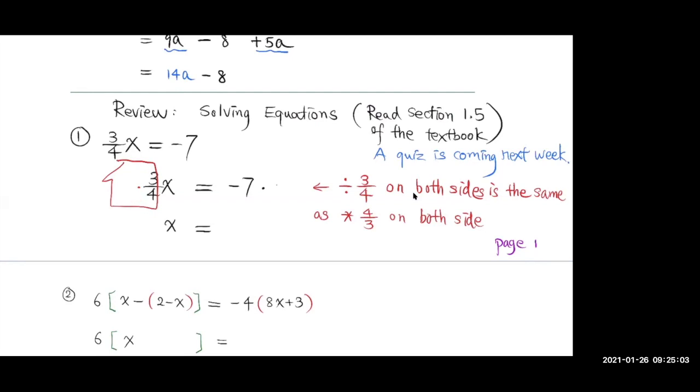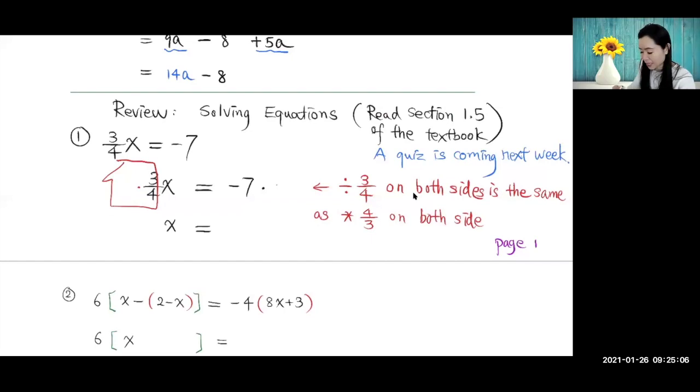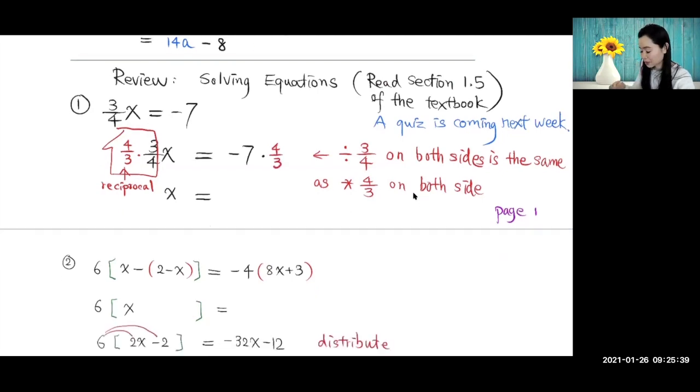4 over 3. Yes, you got it. So 4 over 3 is the reciprocal of 3 over 4. When two reciprocals multiply, you get a 1. And 1 times x, you don't need to write the 1, you just put x. Now, whatever you multiply on the left side of the equation, you need to multiply to the other side, to balance the equation, right? So we multiply with 4 over 3 on the right side also.